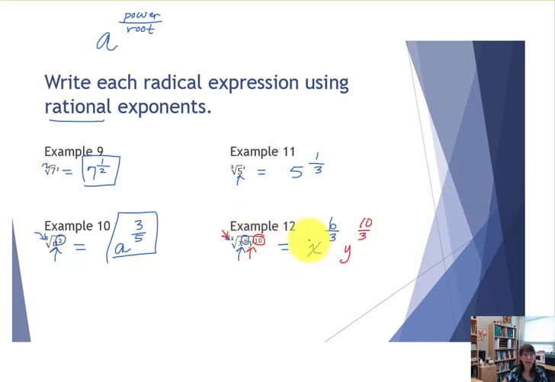So if you can simplify either one of these fractions, then that's what we must do. So for the base of x, I know that 6/3 is the same thing as 2. So we really have the equivalent of x squared. But 10/3 is not going to reduce, so we'll just leave y to the 10/3. Here's our final answer written with rational notation.